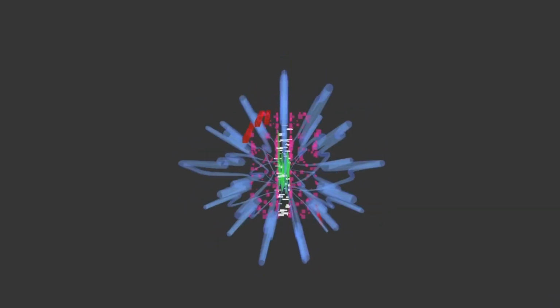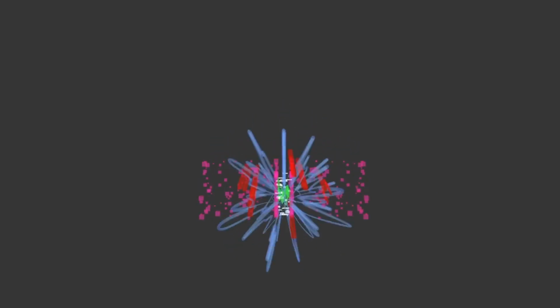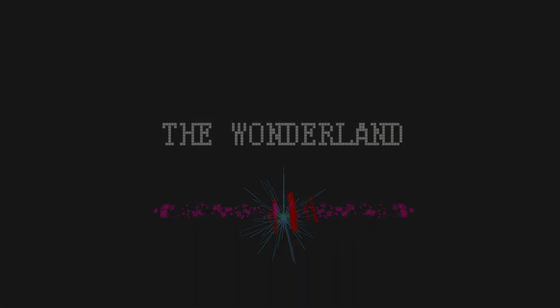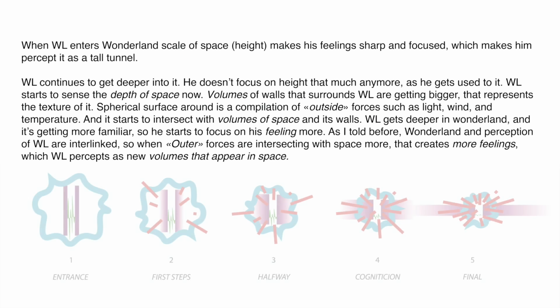He doesn't focus on height that much anymore, as he gets used to it. WL starts to sense the depth of space now. The volumes of walls that surround WL are getting bigger. That represents the texture of it. The spherical surface around is a compilation of outside forces such as light, wind, and temperature. And it starts to intersect with the volumes of space and its walls.